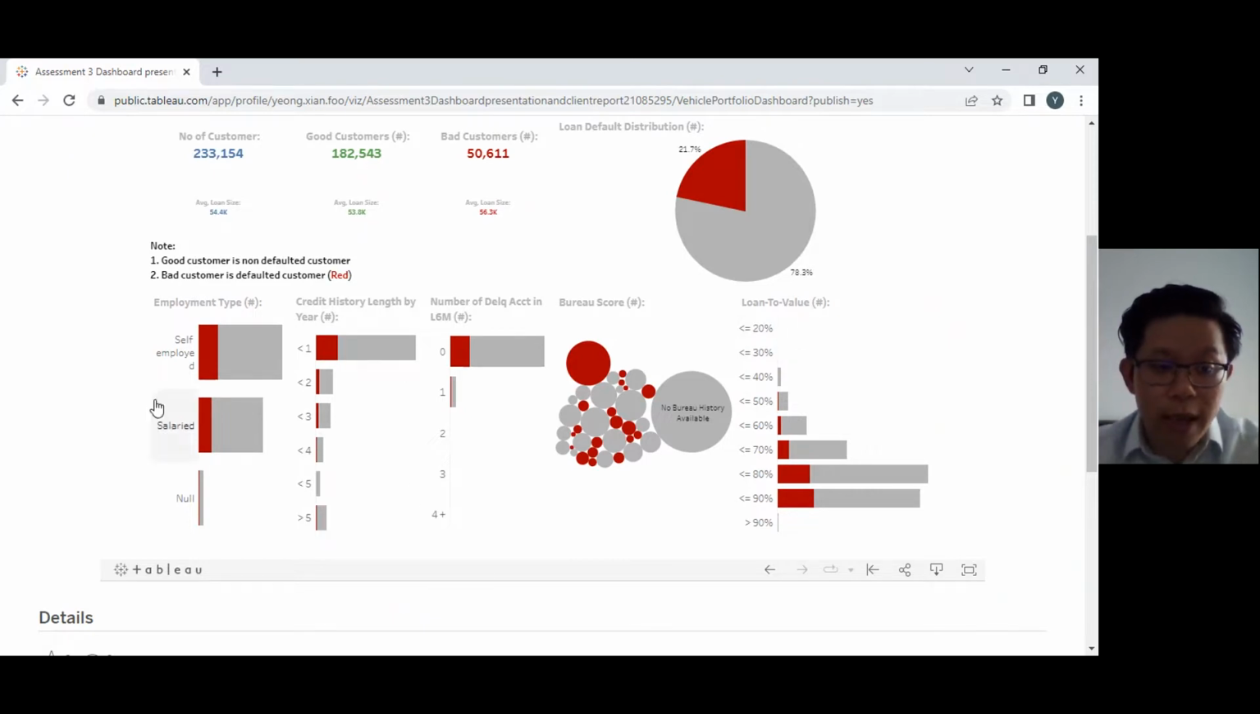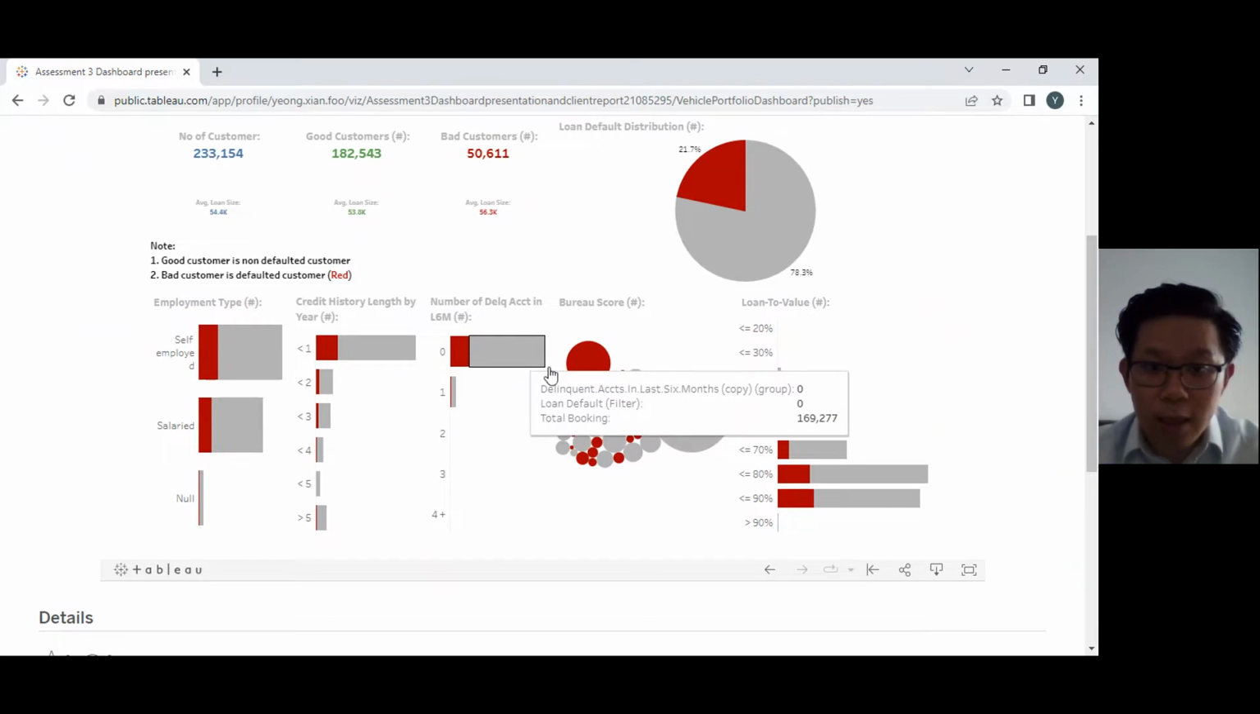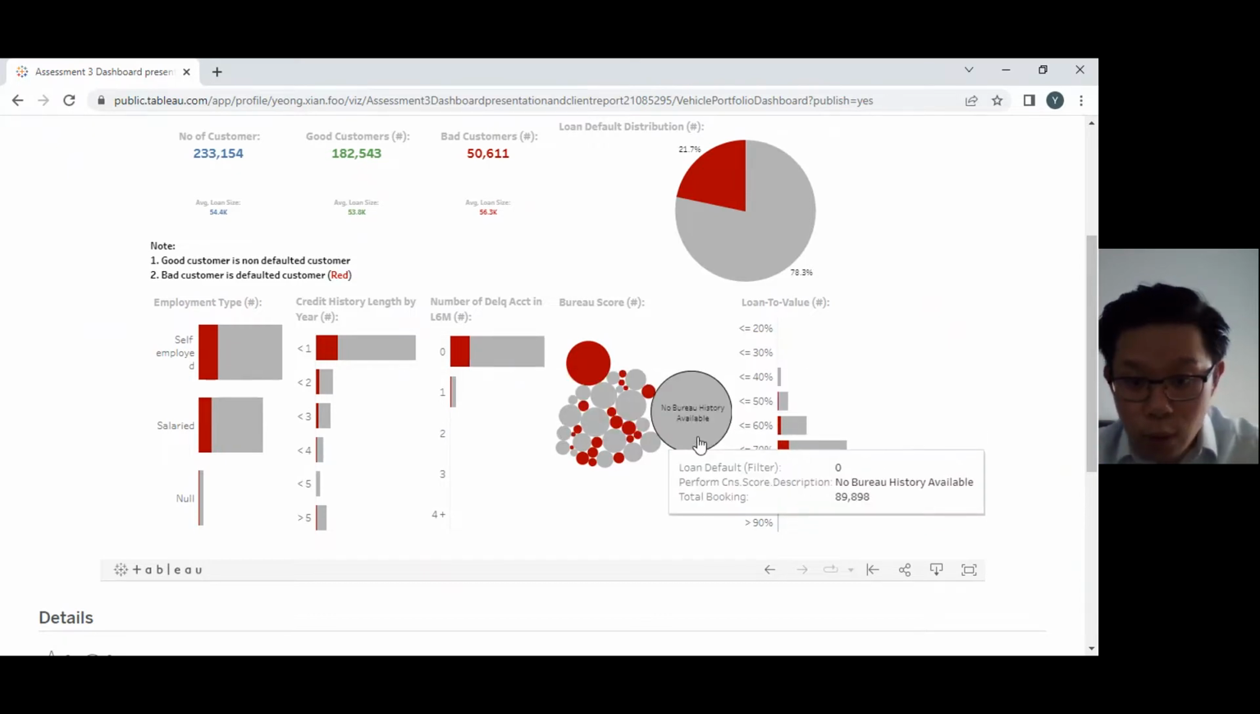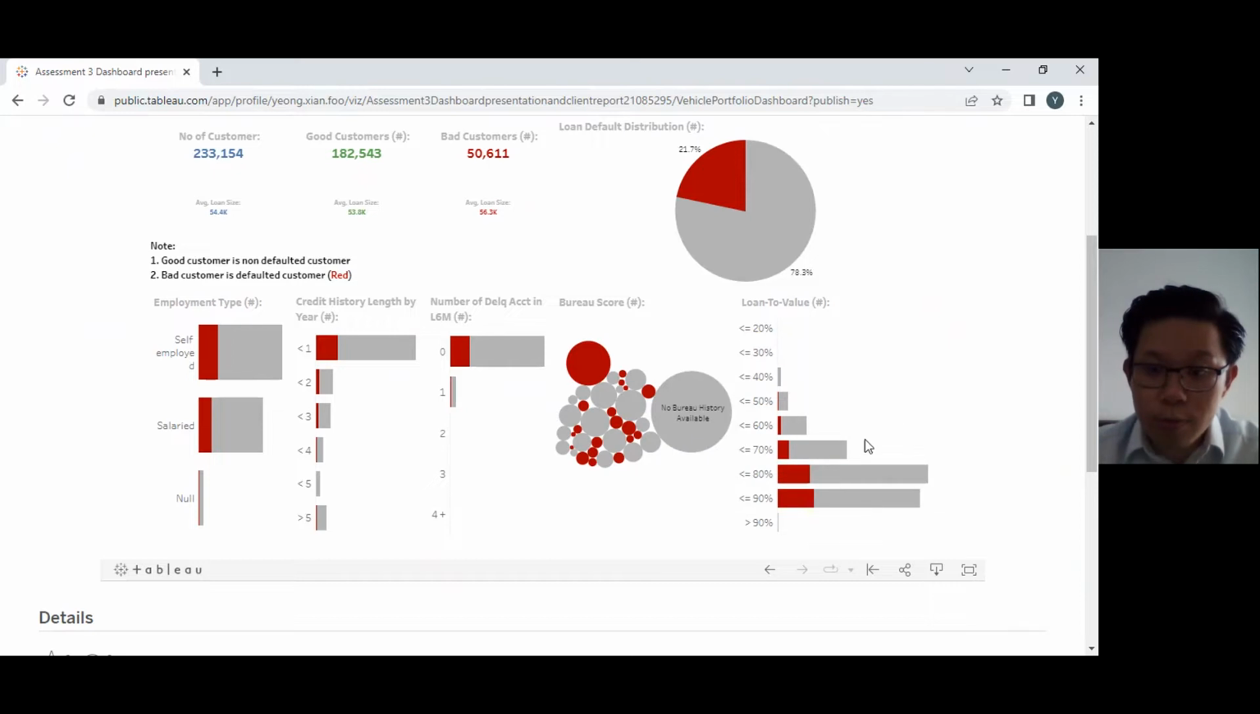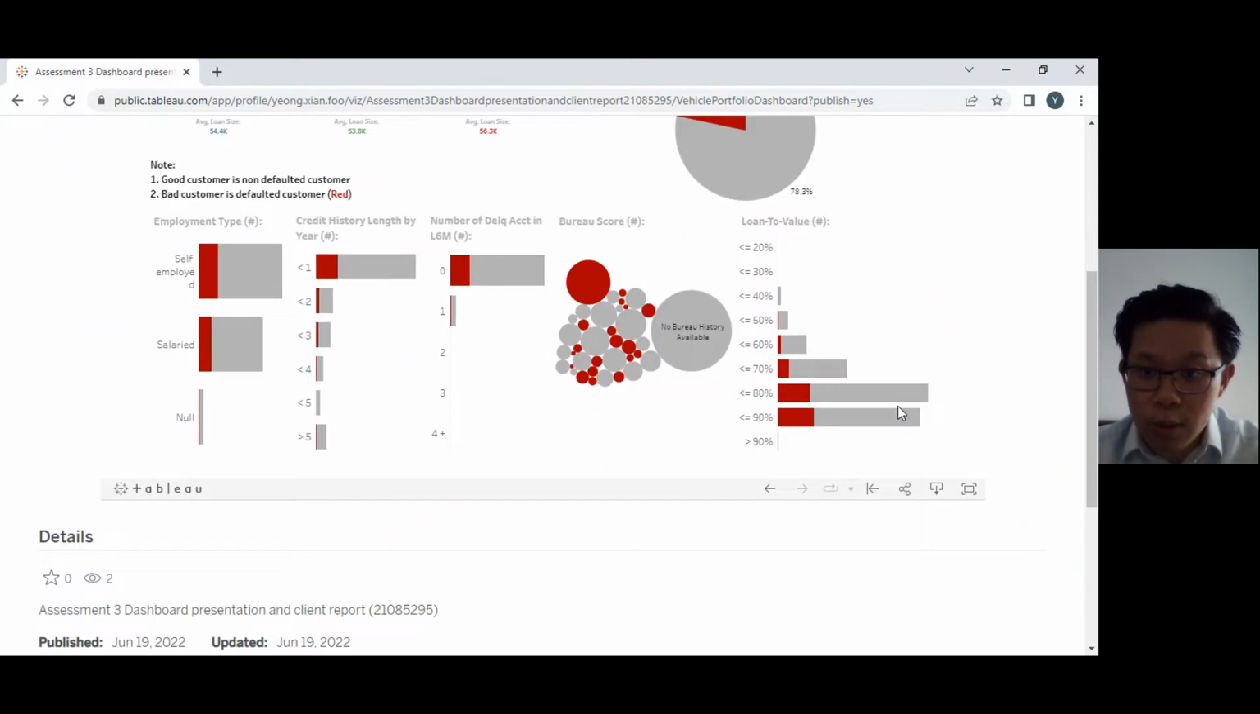So from here, we can see that actually most of the customers are self-employed, and most of them have less than 1 year of credit history length. And also most of them have no delinquent account in the last 6 months, and most of them have no bureau history available. And also the loan to value, most of them are more than 90%.